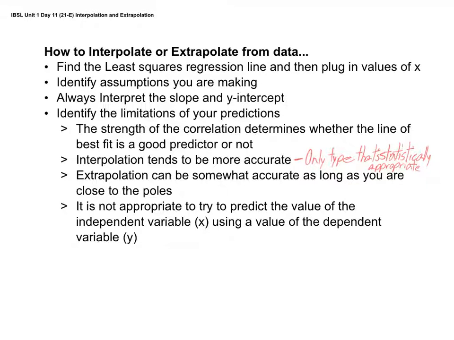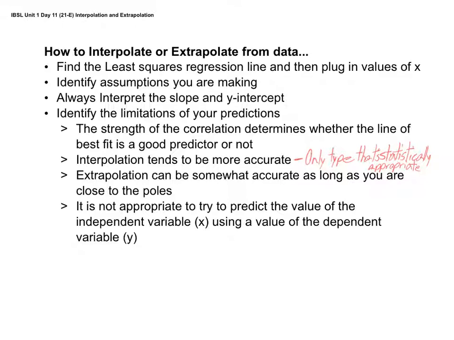And then finally, this is another thing. It's not appropriate at all to try to predict the value of the independent variable by plugging in a value for the dependent variable, okay? So we're not going to be using values of y and then solving for what x is. And that has to do with the fact that in the test we're doing here, the correlation, the very fact that it is a dependent variable means we're saying that it's being influenced by that independent variable. That influence doesn't necessarily go both ways, okay?